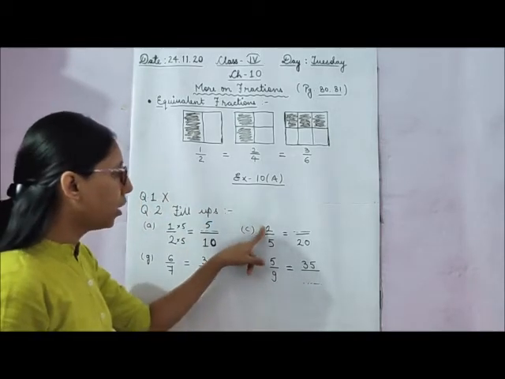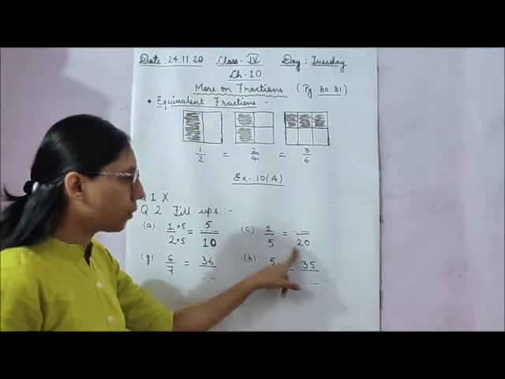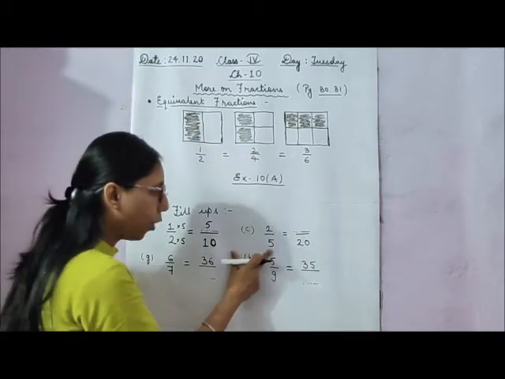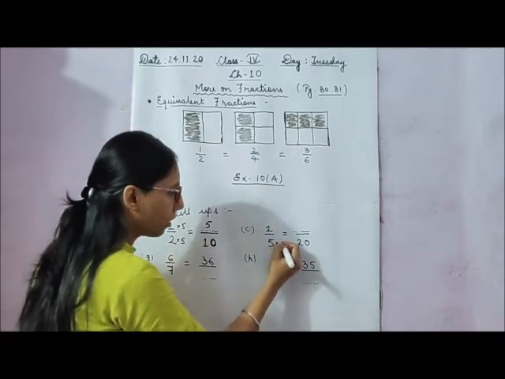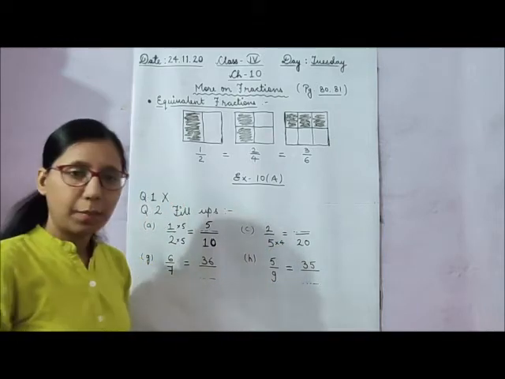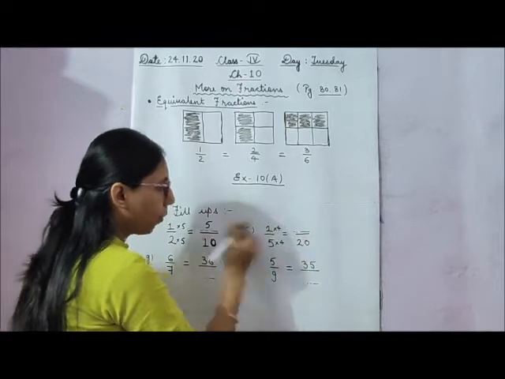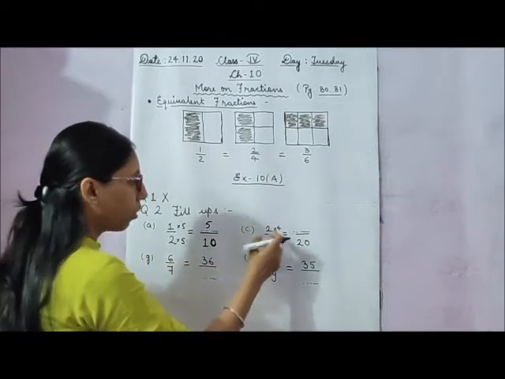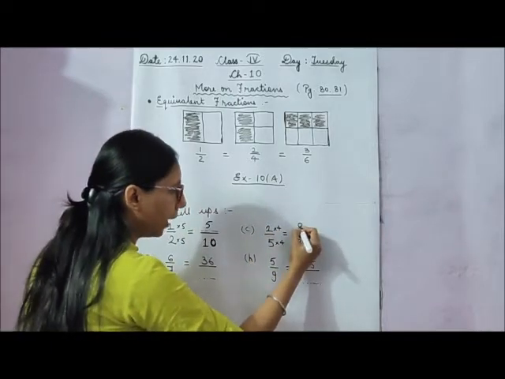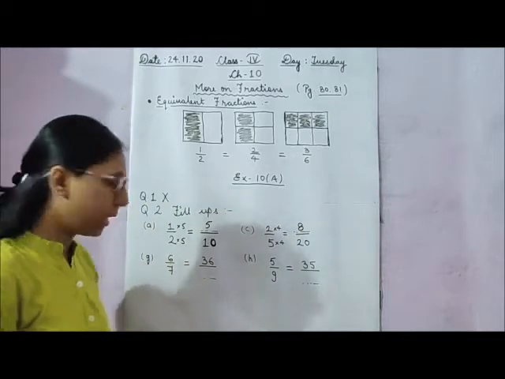Similarly in C part, 2 upon 5 equals dash upon 20. So in the table of 5, 20 comes 4 times. So this is multiplying by 4. Now we have to multiply this 4 in the numerator also. So 4 times 2 is 8. So it will be 8 upon 20.